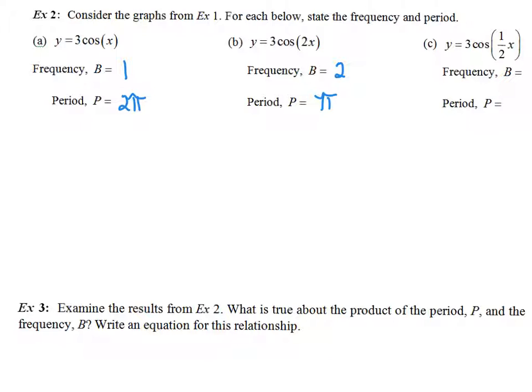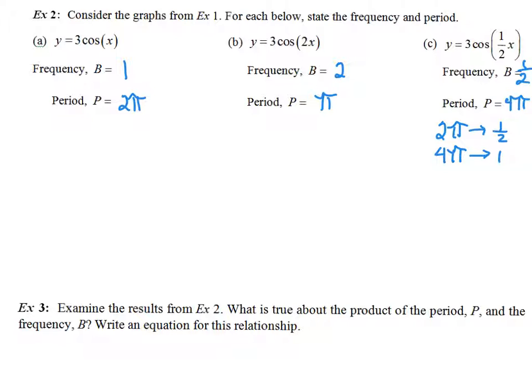For the last graph that we drew, the red one, the frequency was 1/2. That corresponds to the 1/2 in front of the x in the equation, and I could also see it on my graph because I could only see half of a cosine curve between 0 and 2 pi. Now, we can't see this whole thing, but in 2 pi, I only got half of a graph. So if in 2 pi I only got half of a graph, that tells me it's going to take 4 pi in order to get one whole graph. So the period for this one is going to be equal to 4 pi.